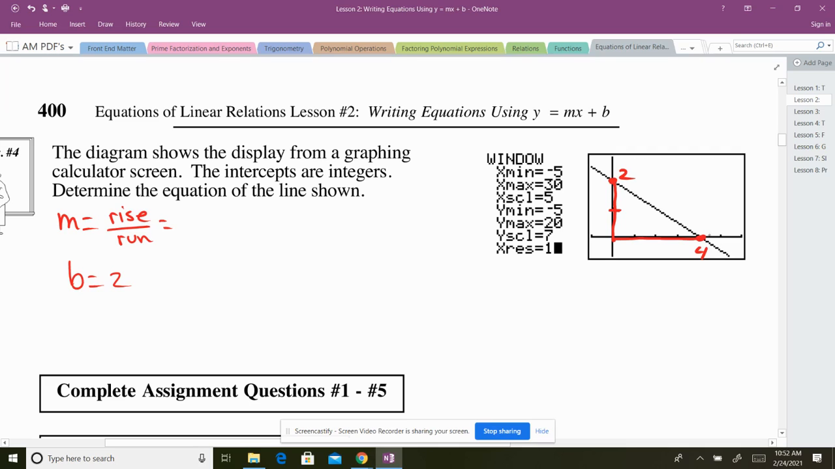The 4? Okay, if we start at the 4, we go left 4 units, which means that our run is negative. And then we go up 2, which means our rise is 2. But if you start at 2, that would be the opposite, but that doesn't matter. What's 2 over negative 4? Yeah, negative 1/2, right? All right, so we got m, we got b. What's the equation?